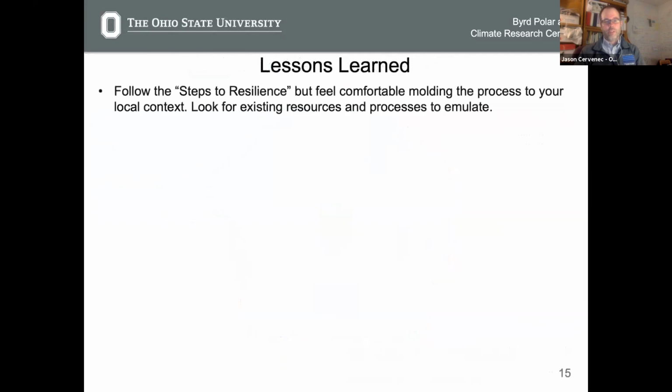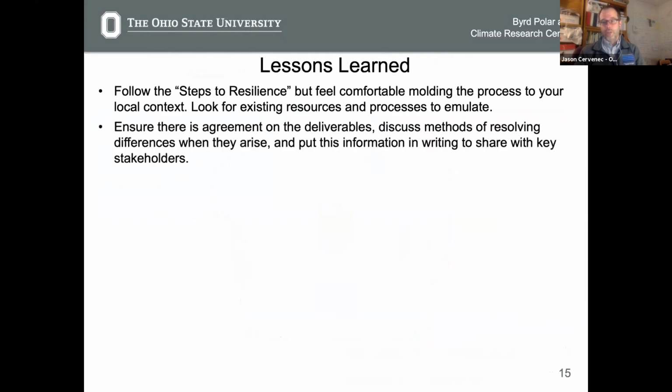A few lessons we've learned in closing out: make sure that you mold the process to your context. This doesn't have to be a 4-year process. There's a lot more that's happened since then. Know what you have the ability to do and use a lot of existing resources that are already online that you can tap into. Know what your deliverables are up front and how to resolve differences.